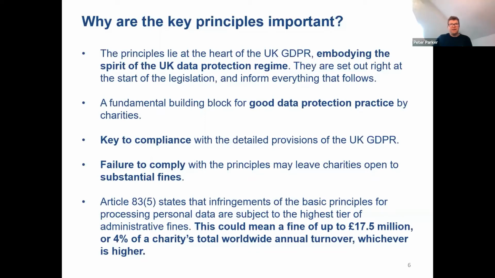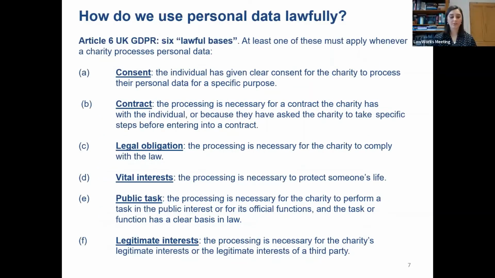Article 83(5) of the UK GDPR states that infringements of the basic principles for processing personal data are subject to the highest tier of administrative fines. This could mean a fine of up to £17.5 million or 4% of a charity's total worldwide annual turnover, again, whichever is higher. So definitely not one to be ignored then. And with that in mind, how does a charity go about using someone's personal data lawfully?